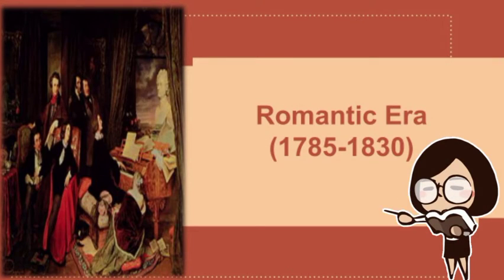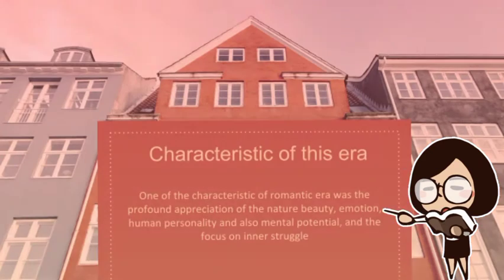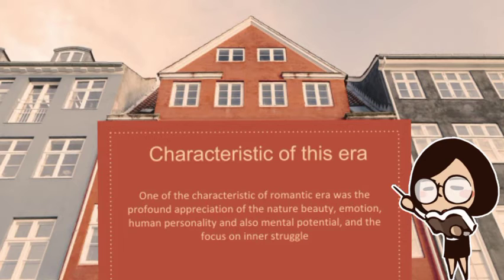And the second material is the Romantic era, which is from 1785 until 1830. Let's start with the Romantic era. Here are the characteristics of this era. The Romantic era featured a profound appreciation of nature, beauty, emotion, human personality, and mental potential, and a focus on inner struggle. There was a new view of the artist as a very individual creator.